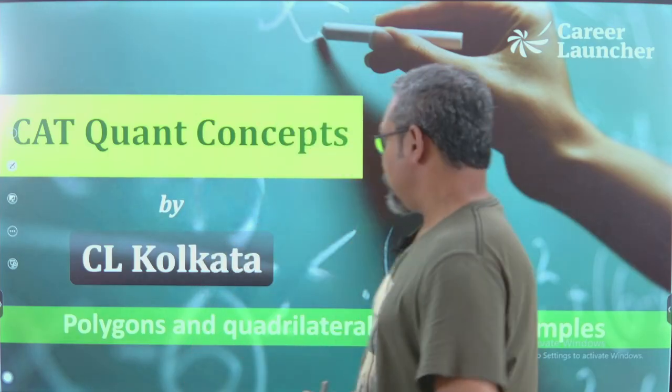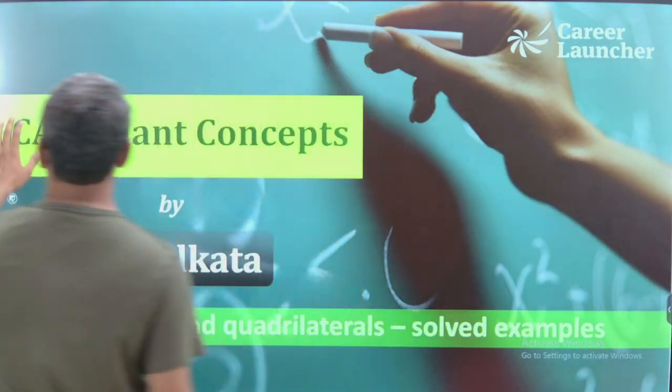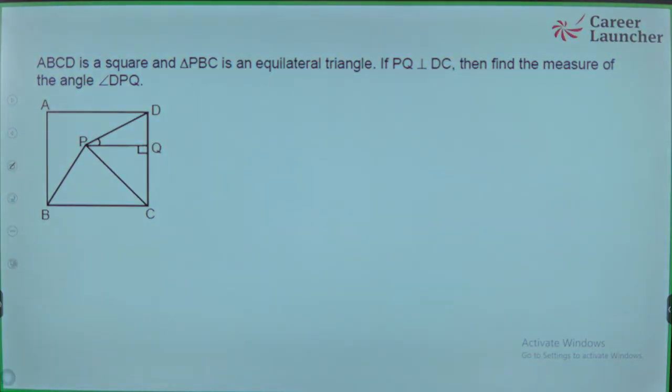Hello everyone, so we will be now looking at some examples on polygons and quadrilaterals. So take a look at the first one. So here you have, this is a CAT question again. You have a square ABCD, PBC is an equilateral triangle, and then you have dropped a perpendicular. You have to find angle DPQ, so that angle that's marked.